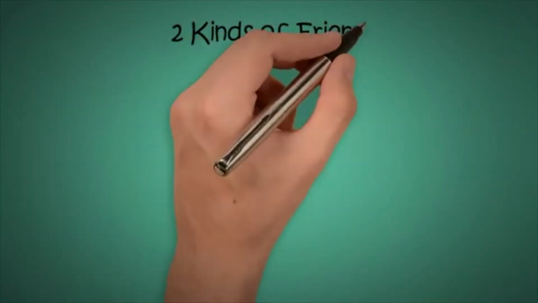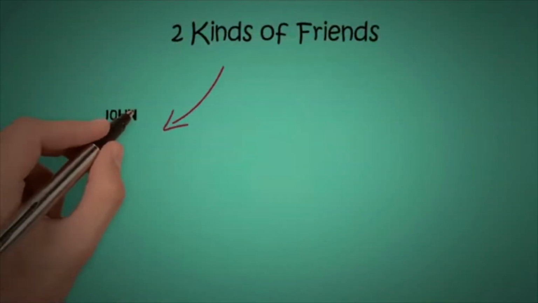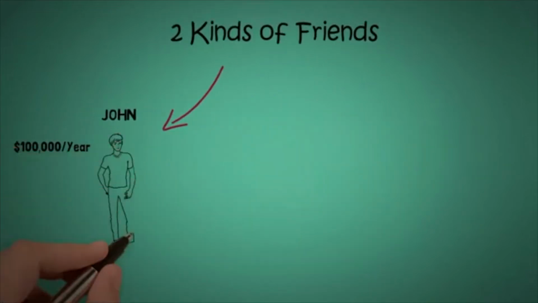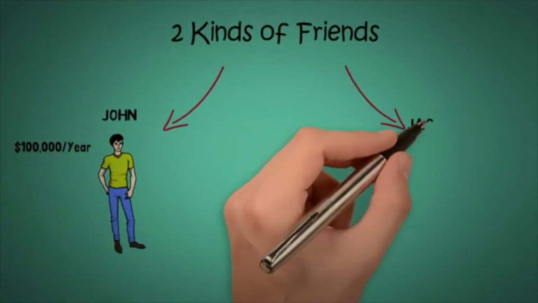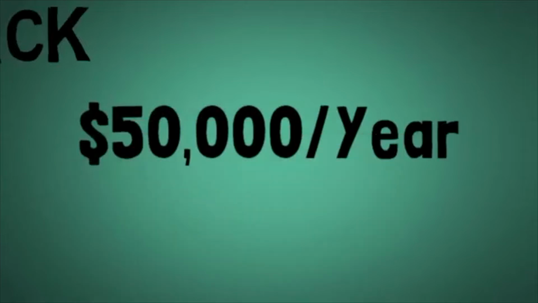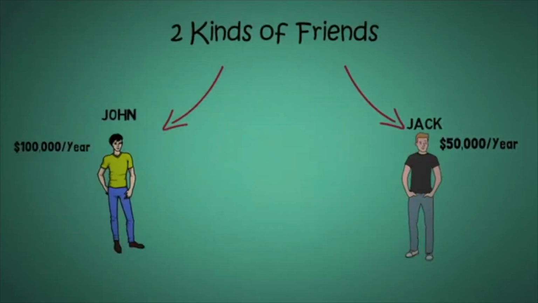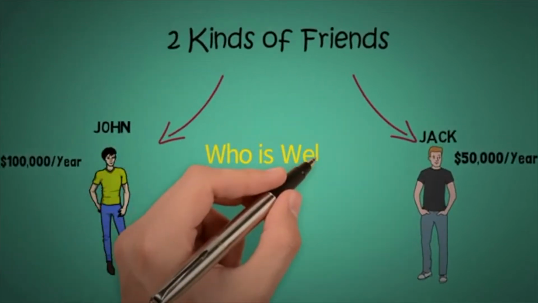I have two kinds of friends. One of my friends is John. He earns 100,000 a year. On the other hand, I know Jack as well, who earns 50,000 a year. And who do you think is wealthier?